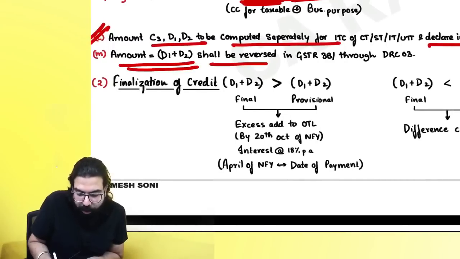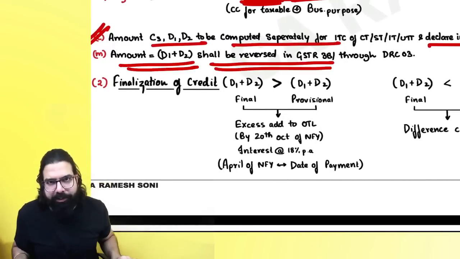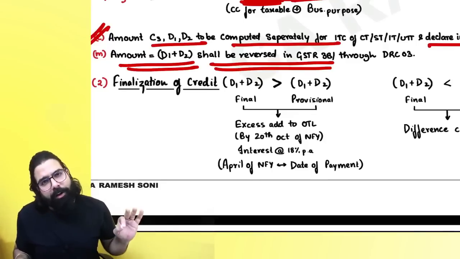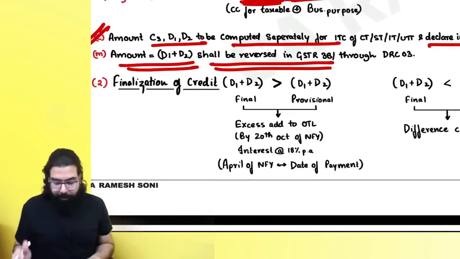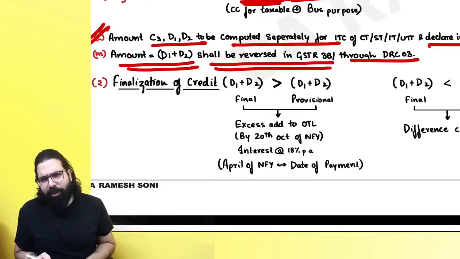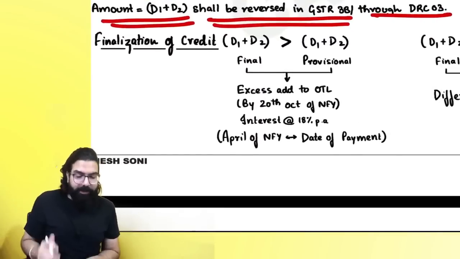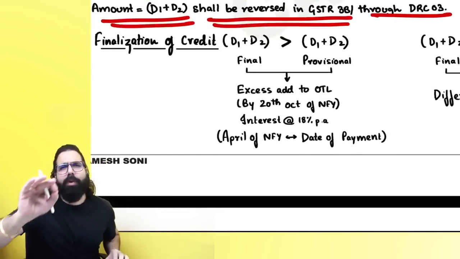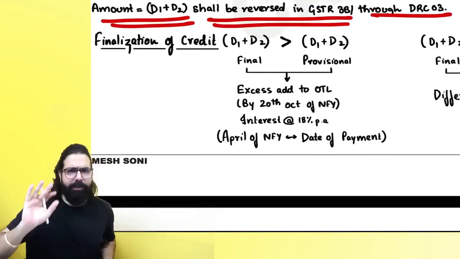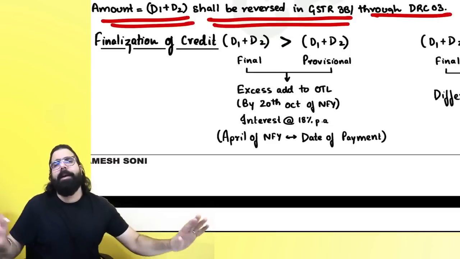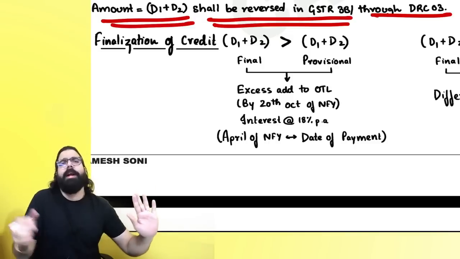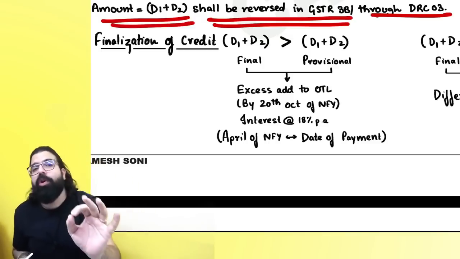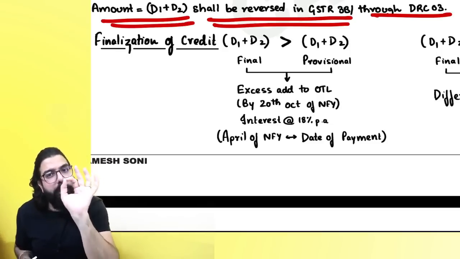D1 and D2, you have to reverse in your GSTR 3B, or you can pay it through your DRC 03 also. Now listen. Every month, April, May, June, July, August, September, you can do the reversal, but government is saying year end pay: full year's common credit multiplied by full year's E by F. You have to do one more reversal.